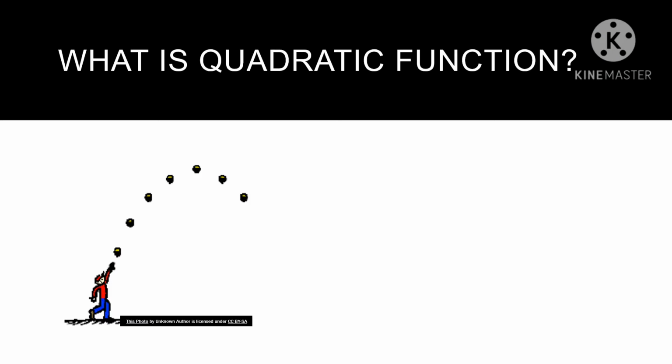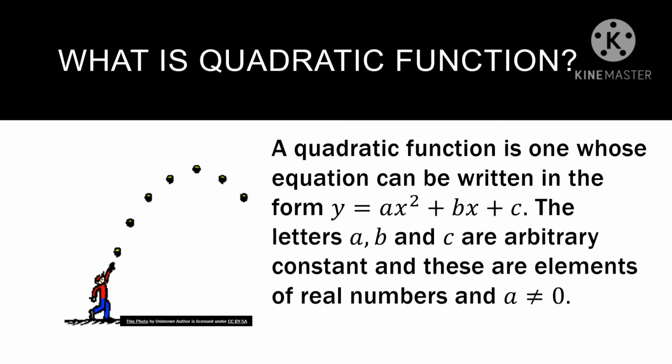What is a quadratic function? A quadratic function is one whose equation can be written in the form y equals ax squared plus bx plus c. The letters a, b, and c are arbitrary constants, and these are elements of the real numbers, and a should not be equal to 0.